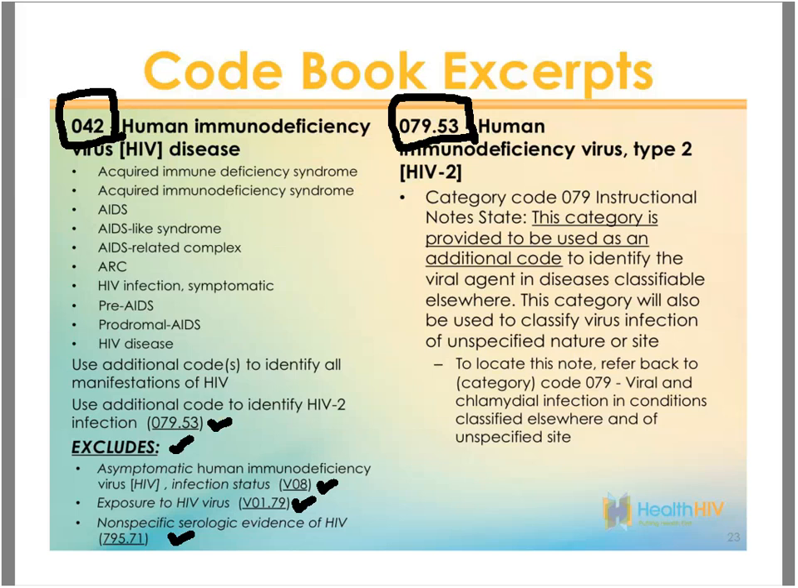So to answer your question, 079.53 is never reported as the only code for a patient with a diagnosis of HIV-2, and it's never sequenced as the principal diagnosis. The principal would be the 042, and the secondary would be 079.53.